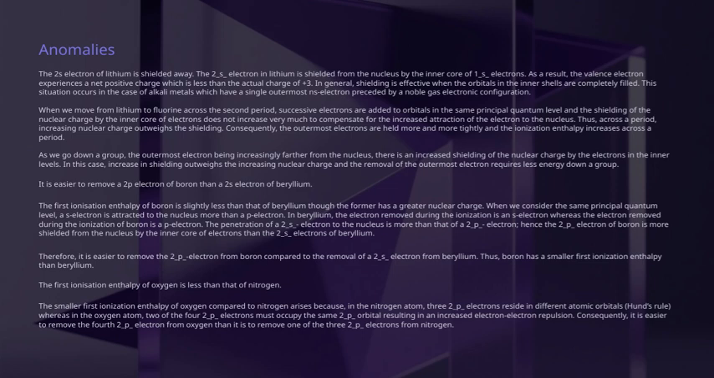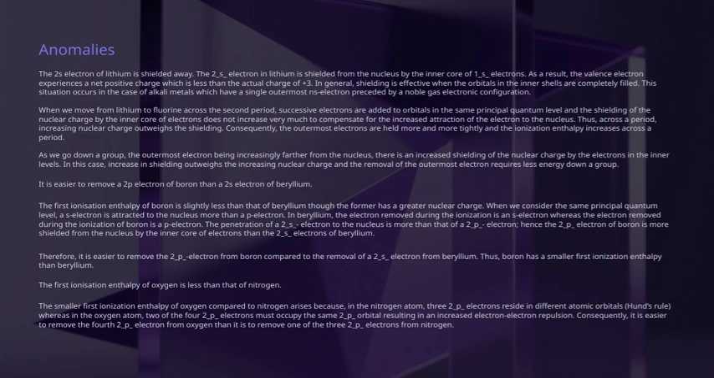Now, relating this to boron and beryllium, we see a similar pattern. It's easier to remove a 2p electron from boron than a 2s electron from beryllium. Even though boron has a greater nuclear charge, its 2p electrons are more shielded because 2p electrons penetrate less to the nucleus than 2s electrons do. The 2s electrons in beryllium are held more tightly since they penetrate closer to the nucleus and experience less shielding. This means that removing a 2p electron from boron requires less energy than removing a 2s electron from beryllium, despite the difference in nuclear charge.